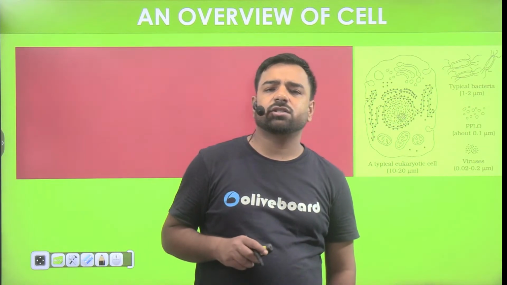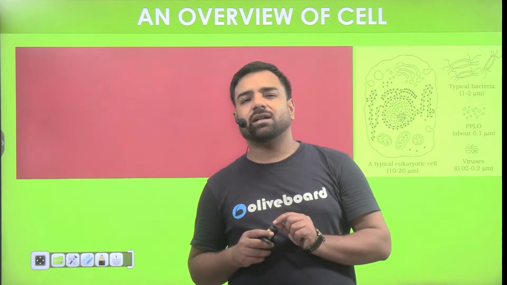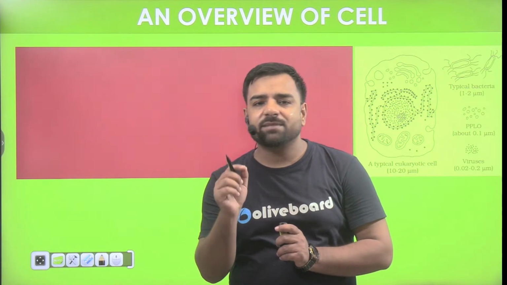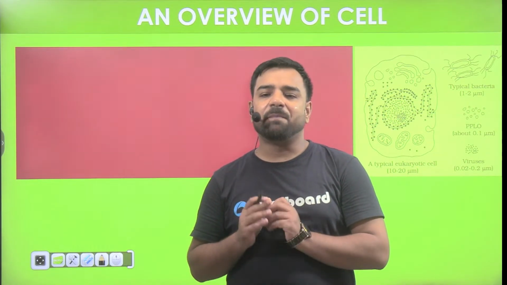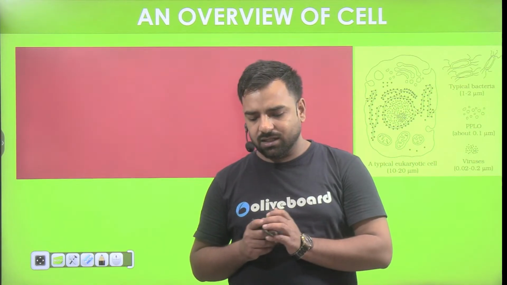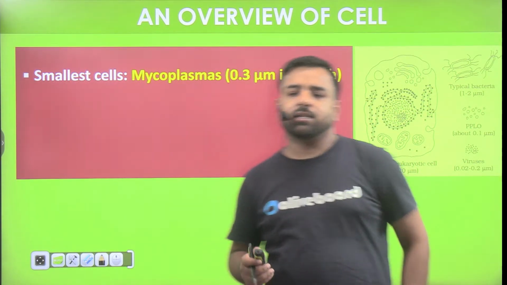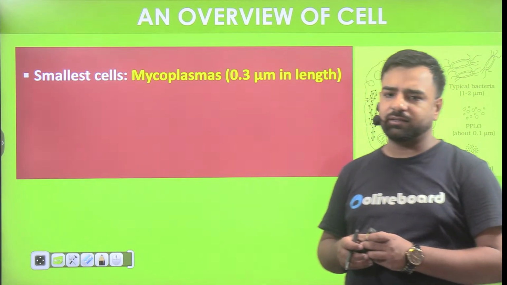Now, if someone asks you which is the smallest cell, what is it? So that's mycoplasma. And I'll tell you one important point there. Do you know mycoplasma can even survive without oxygen? Yeah, that's true. Mycoplasma can even survive without oxygen. Fine. That's the smallest cell. So I'll mention it here. That is mycoplasma, and its size is 0.3 micrometer in length.